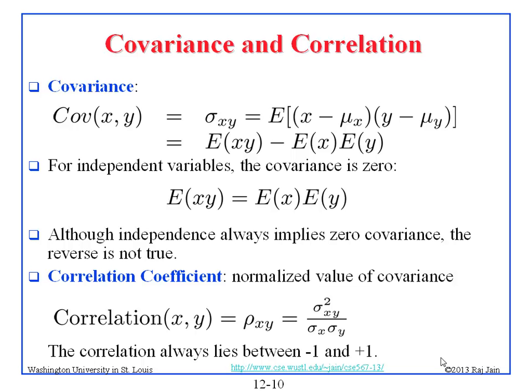for independent variables. Now, this conclusion is only one way. If the variables are independent, then the covariance is 0. If the covariance is 0, it does not mean that the variables are independent. Okay, the variables could be dependent, but the covariance could still be 0. So this is just one way. Although independence always implies 0 covariance, the reverse is not true. So simply because E(xy) equal to E(x) times E(y) does not mean they are independent.